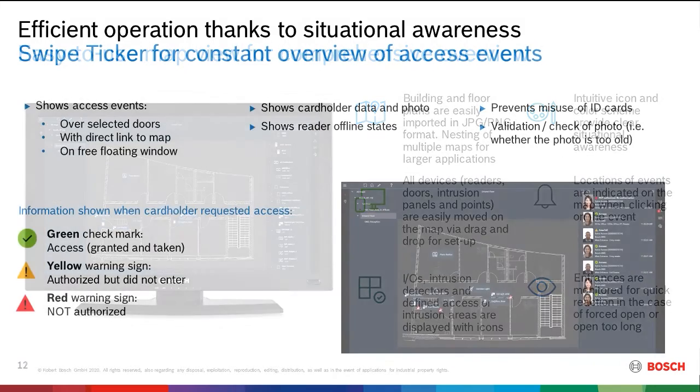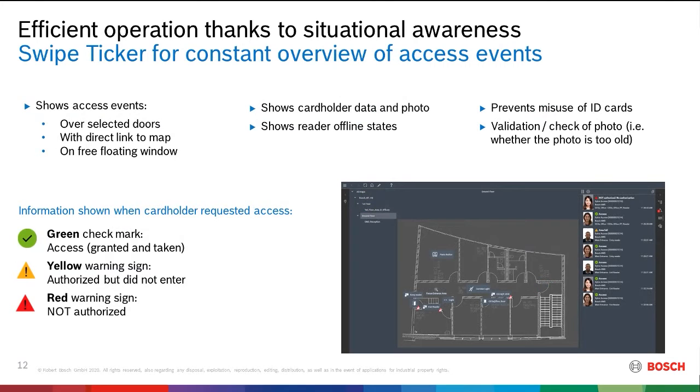Works very well. We have what's called the swipe ticker. What the swipe ticker does is it shows the access events by the users. So as users are swiping their cards and going through doors or whatever they're doing, it brings those events up so you can see who's doing it, what they did, were they authorized, were they not authorized, and that swipe ticker will just keep running as things are happening.